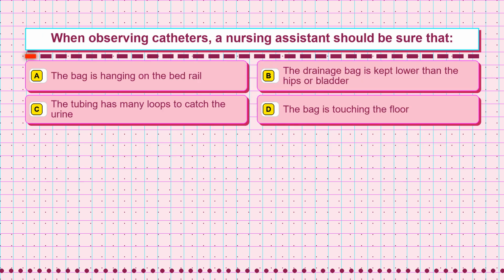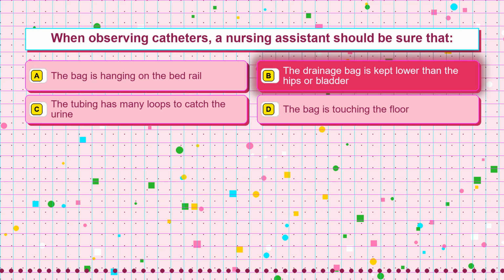Question 65. When observing catheters, a nursing assistant should be sure that: Option A. The bag is hanging on the bed rail. Option B. The drainage bag is kept lower than the hips or bladder. Option C. The tubing has many loops to catch the urine. Option D. The bag is touching the floor.